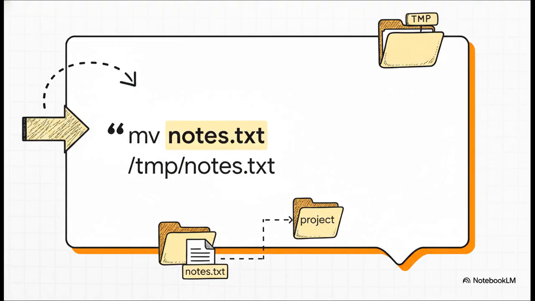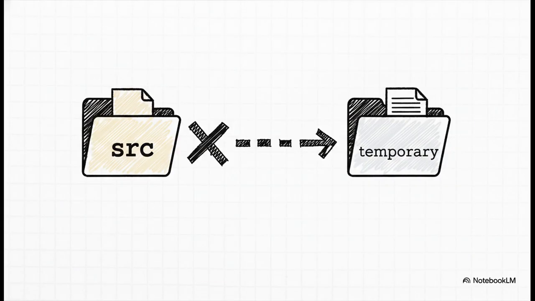Okay, now for mv. Let's say our notes were just some temporary thoughts we jotted down. We want to move the notes.txt file out of our project entirely and put it in a system folder called /tmp, which is just for temporary things. This command will move it, not copy it. And it's gone. See? notes.txt is no longer in our src folder. It hasn't been copied. It has been physically relocated to its new home in that temporary directory.